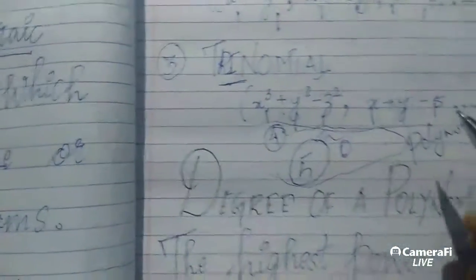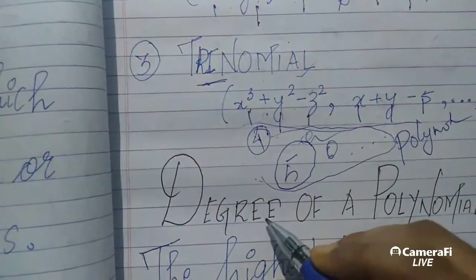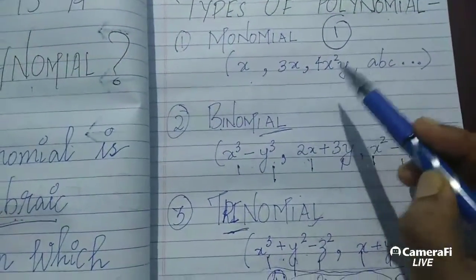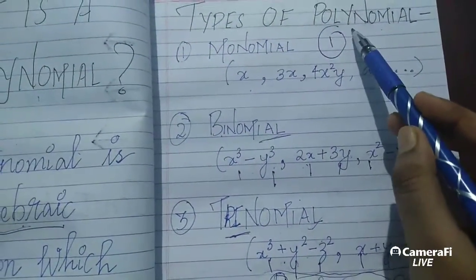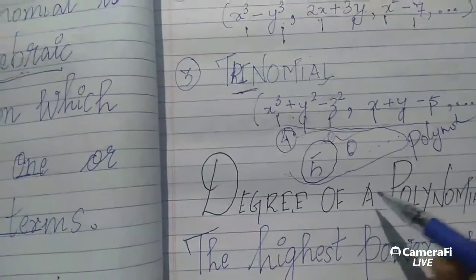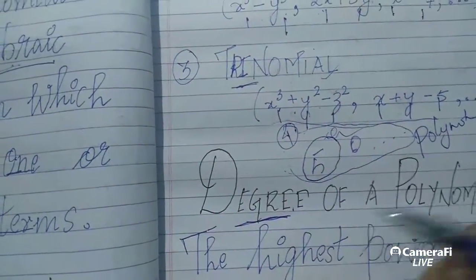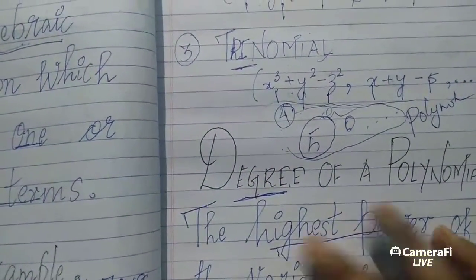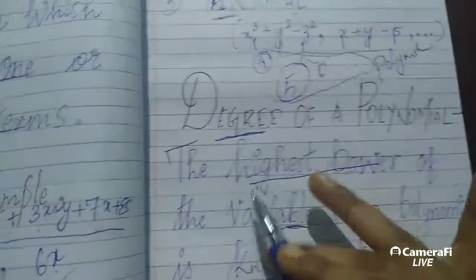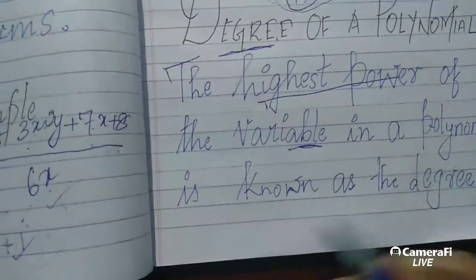Okay. Now, degree of a polynomial. The types of polynomial based on the degree. Here, I taught you the types of polynomial based on the number of terms. Do not get confused. Here, the types of polynomial based on number of terms. Here, degree of a polynomial or type of polynomial based on the degree. Now, what is the degree? Highest power. Of what? Of the variable in a polynomial. The highest power of the variable in a polynomial is known as the degree.